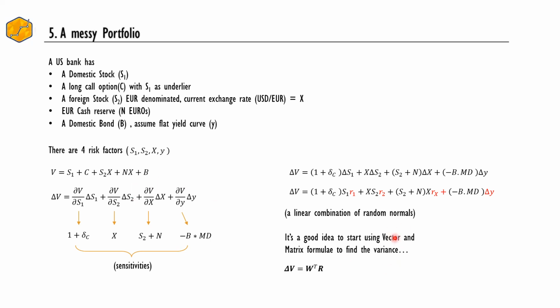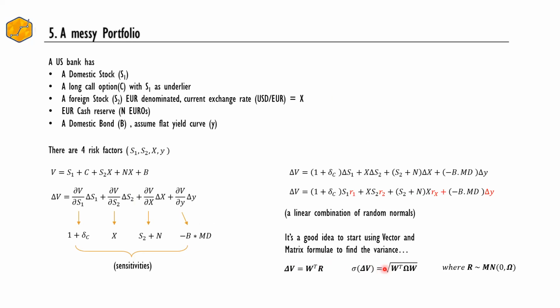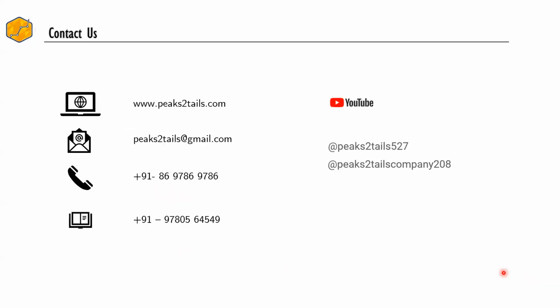So here I'm saying that when the number of random normals increases, it's a good idea to use vectors and matrices. Let's not spend time here, but you can find content on this online. If not, then reach out to me. I'll be able to explain.